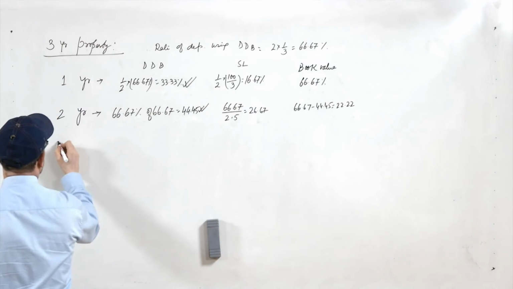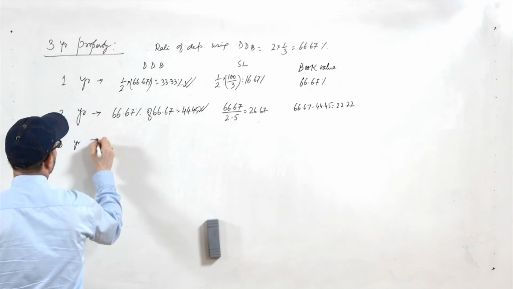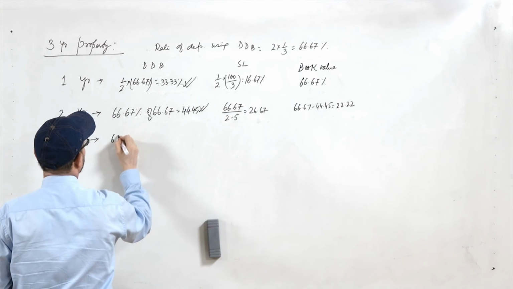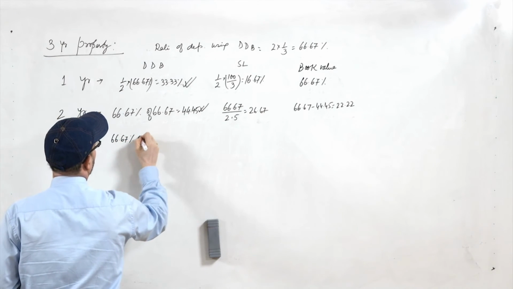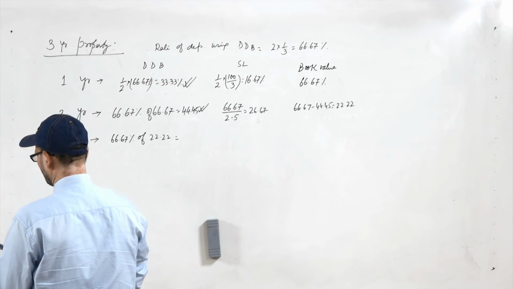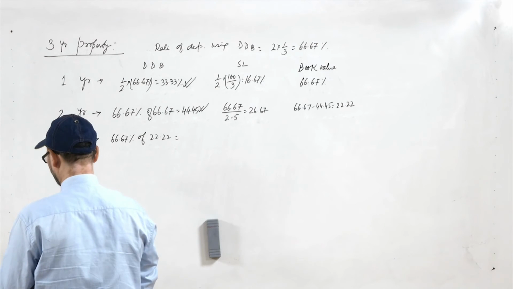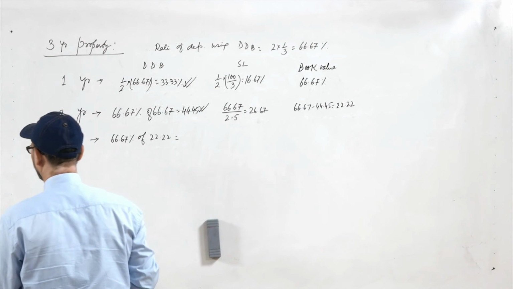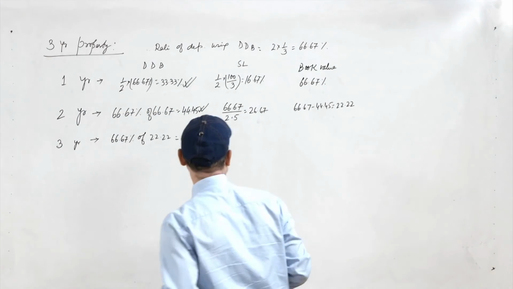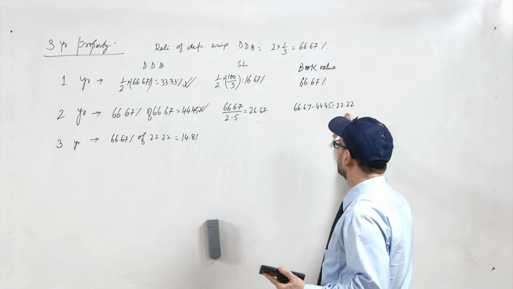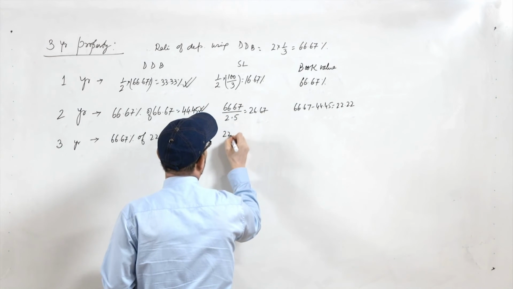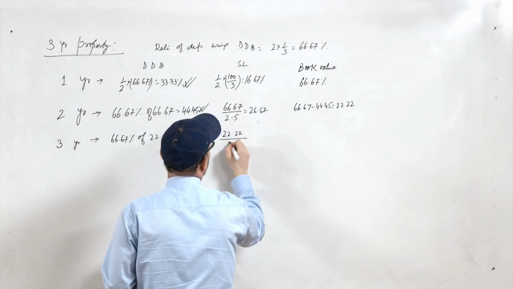Now, in the third year, your book value is 22.22. So, it will be 66.67% of 22.22. So, it will be 14.81. Now, in this case book value is 22.22 and your life remaining is 1.5 years now. So, it will be 22.22 divided by 1.5.